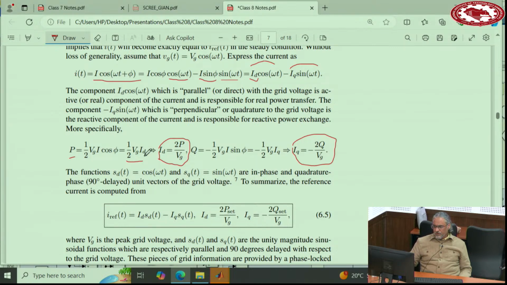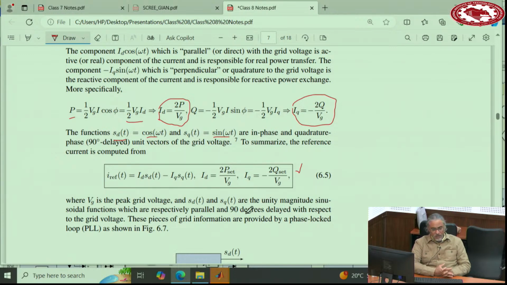Now, if you define these cosine and sine functions as SD for direct and SQ for quadrature, cosine of omega t and sine of omega t. So the direct term is parallel with the grid voltage and the quadrature is perpendicular to that. Then, now we've proved this equation.